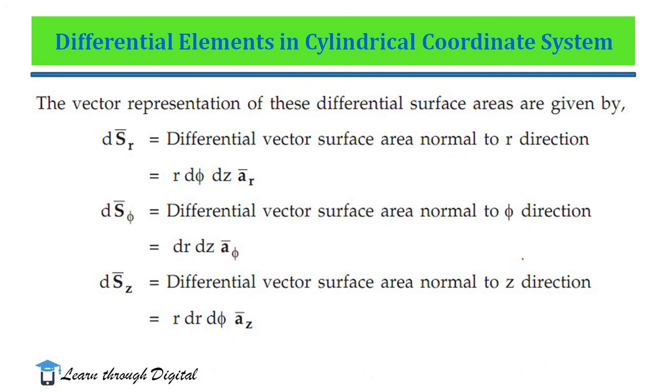The vector representation of these differential surface areas: dS_r vector is equal to r d phi dz a_r vector. dS_phi vector is the differential surface normal to phi direction. This is nothing but dr dz a_phi vector. Similarly, dS_z vector is the differential vector surface normal to z direction, or dr d phi a_z vector.